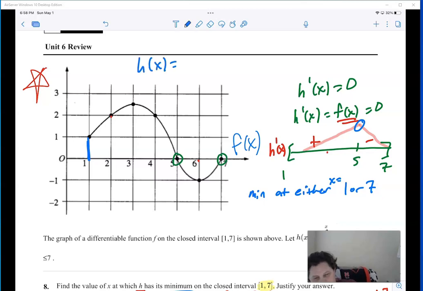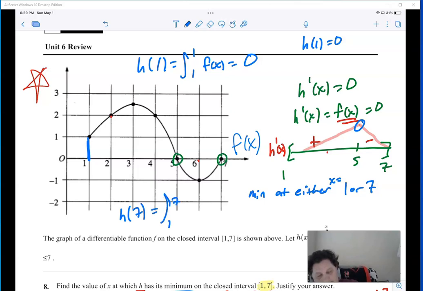H of x is the integral from 1 to x of the function. Well, if I'm finding h of 1, it's the integral from 1 to 1, which is 0. So h of 1 is 0. Now, let's figure out what h of 7 is. So h of 7 is the integral from 1 to 7.